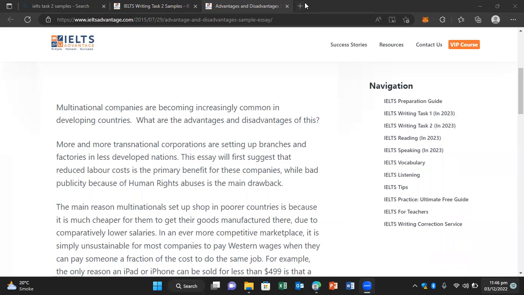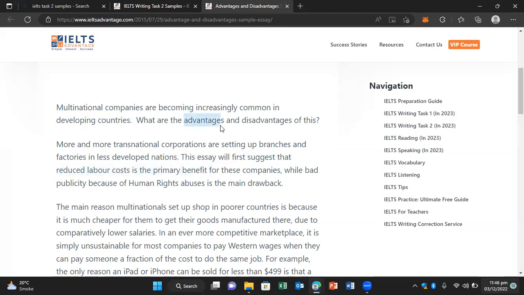First paragraph, paraphrasing the question, nothing else. Just explaining the same question in our own words. More and more transnational corporations. So he has used a synonym of multinational company, transnational corporations, are setting up branches and factories in less developed nations. So they talked about developing nations, he talked about less developed. So, a synonym. This essay will first suggest that reduced labor cost is the primary benefit.